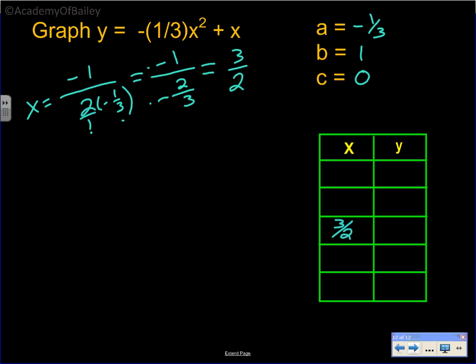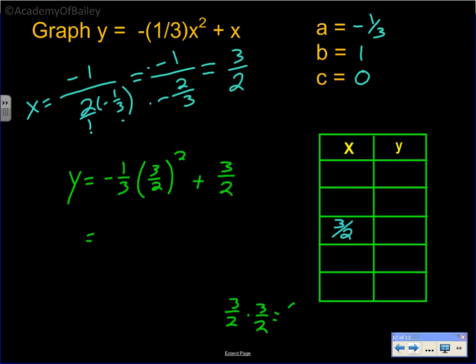Now the y value. y is equal to -1/3 x squared plus x. Okay, well, first off, let's go 3/2 squared, so that's 3/2 times 3/2. Top numbers multiplied will give you 9. Bottom numbers multiplied will give you 4. So we have -1/3 times 9 over 4 plus 3/2.